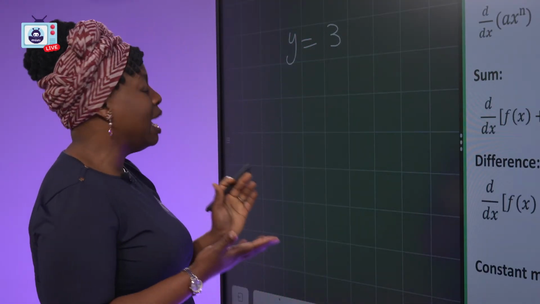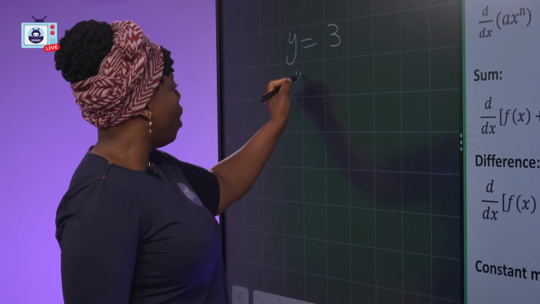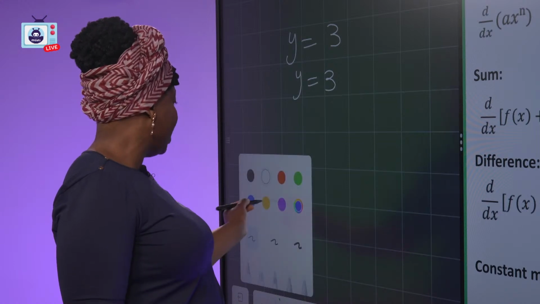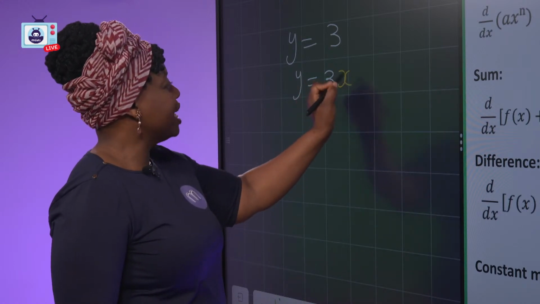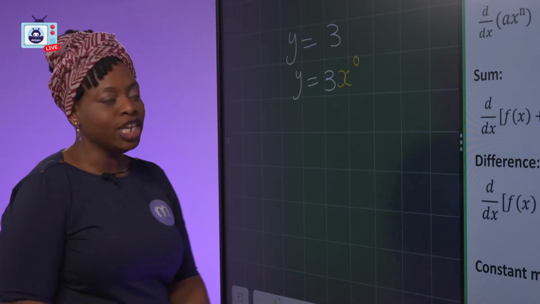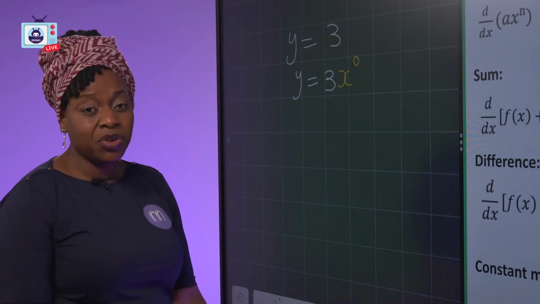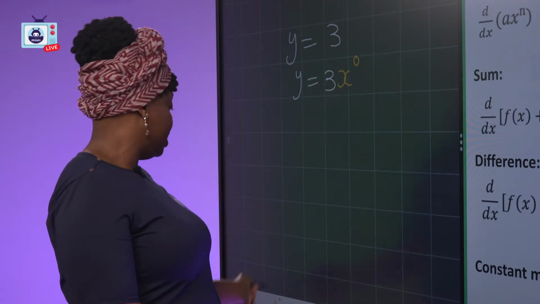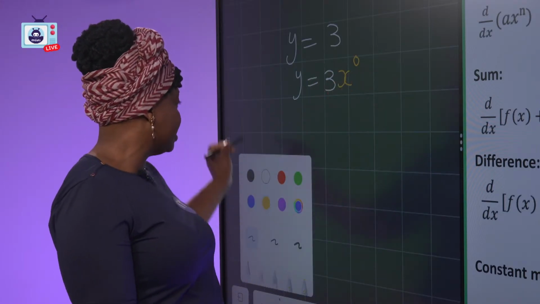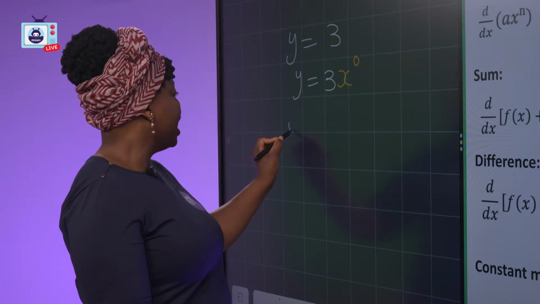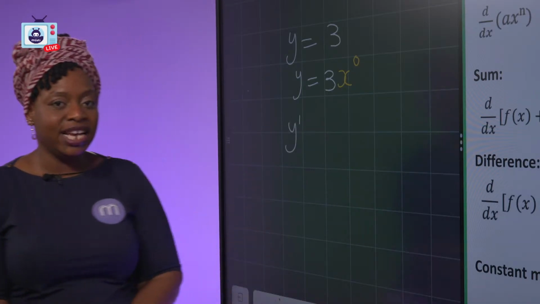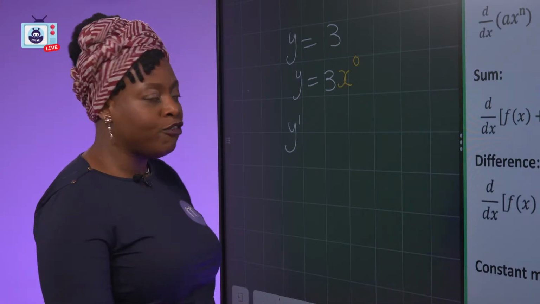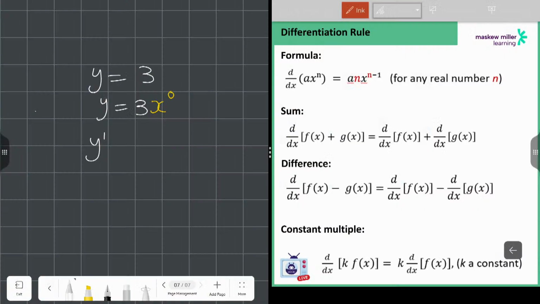What is literally happening here is that I have y equals 3. Somehow I do have x to the exponent 0, but we are not writing that because x to the exponent 0 is 1. So when I derive this, remember I said there are many notations. I can write y with a dash, or I can write d over dx, or I can write dy over dx.